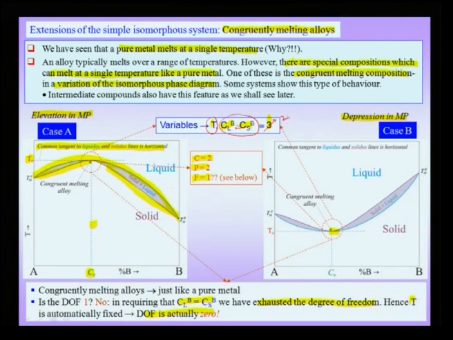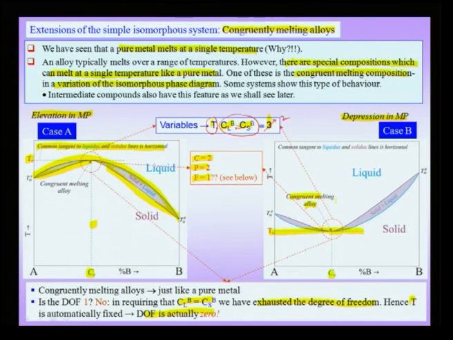Similarly, for the case of a depression in melting point, which is shown on the right hand side, we note that we can have a common tangent construction at T0, and the degrees of freedom for this composition C0 at T0 is 0. That means it is an invariant of the phase diagram. That means the temperature and composition at which this alloy would melt cannot be changed. So, that is called a congruent melting alloy.